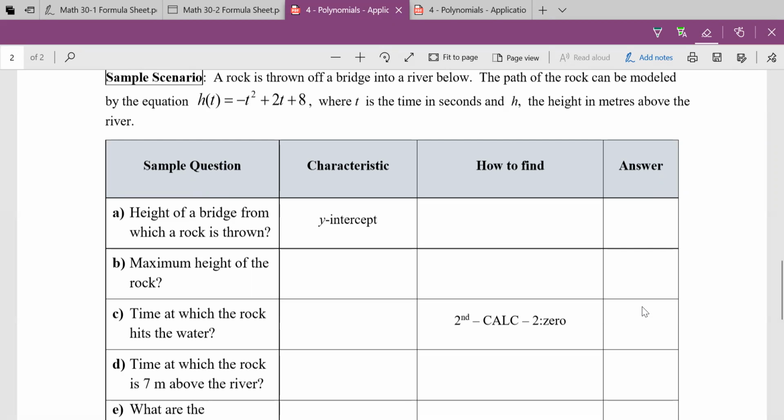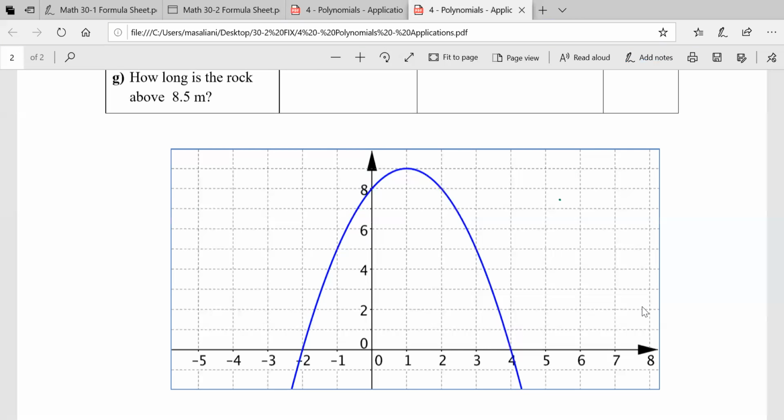Let's look at this scenario here. This one is about a rock being thrown off a bridge, and I always want to know what my variables are. So t is time in seconds, h is height above water, right there. Okay, so what we could always do is graph this. Now, I've already done that for you. It's right there. That's what you would see if you punch that into your calculator. It's a nice downward facing parabola. Okay, let's go answer some questions.